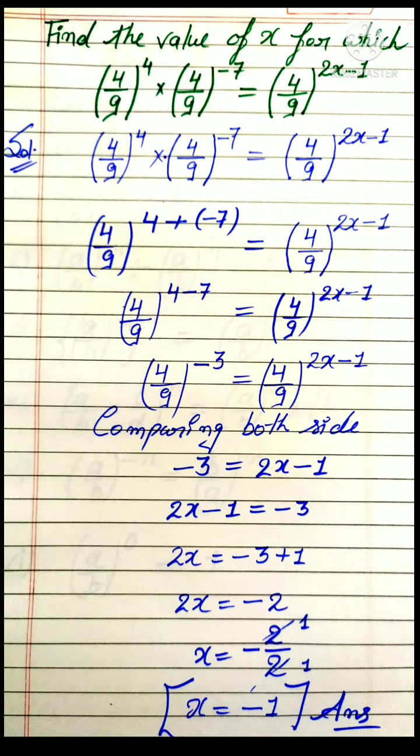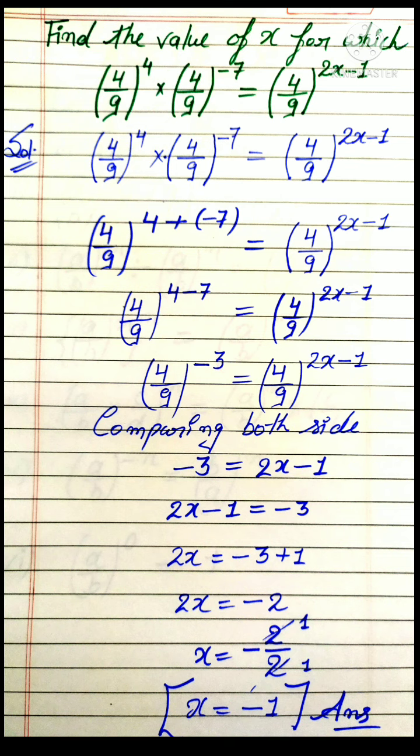Now the next question is, here we have to find the value of x, for which 4 upon 9 to the whole power 4 into 4 upon 9 to the whole power minus 7 equals 4 upon 9 to the whole power 2x minus 1. So what we'll do here, first we simplify the left hand side and the right hand side will be in continue. As you're seeing in the left hand side, both the rational numbers have the same base, 4 upon 9 and 4 upon 9, and they are in multiplication, and we know if the rational numbers in multiplication have the same base, then their powers add. So we will add the powers.